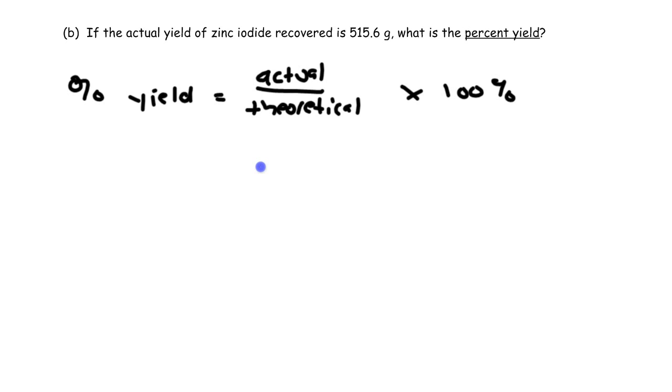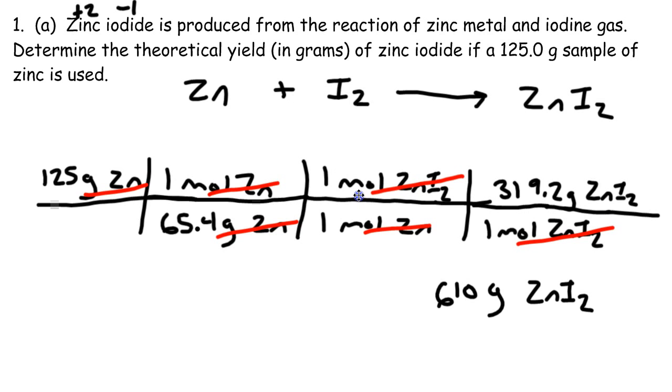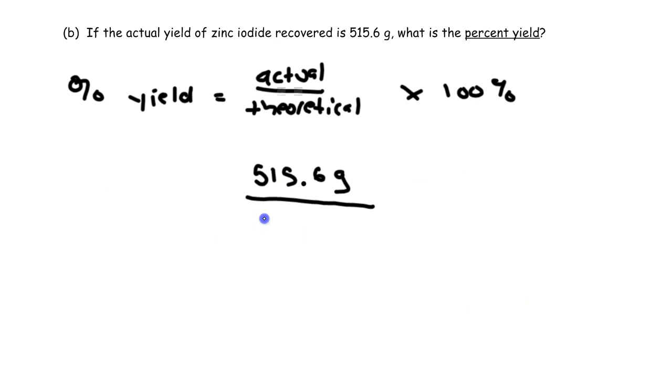So my actual value is 515.6 grams. My theoretical value, that's the value that we just solved for on the last page doing the gram to gram conversion. I got 610 grams of zinc iodide for that, so we're going to put that on the bottom, 610 grams, and then we're going to multiply by 100%.